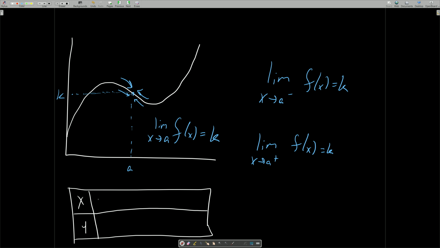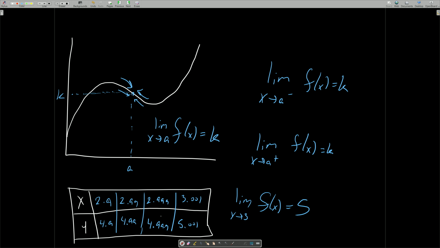You can also have limits in tables. Let's see, we have 2.9, 2.99, and we have 4.9, 4.99. And we have this table. We want to find the limit as x approaches, let's say 3. You can see as x approaches 3, it's going 2.9 to 2.99 to 2.999. It keeps getting closer to 3. This y value also keeps getting closer: 4.9, 4.99, 4.999. It gets closer to 5. So you can see limits in graphs and tables.